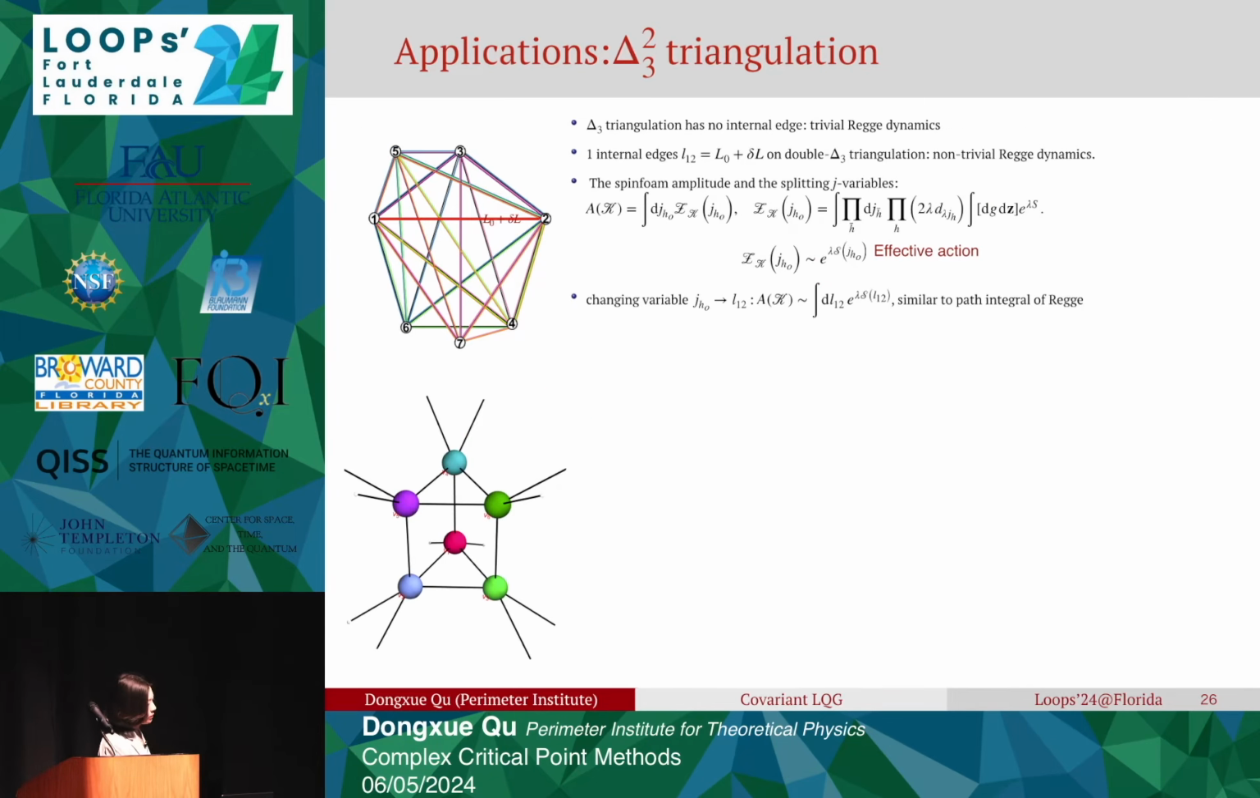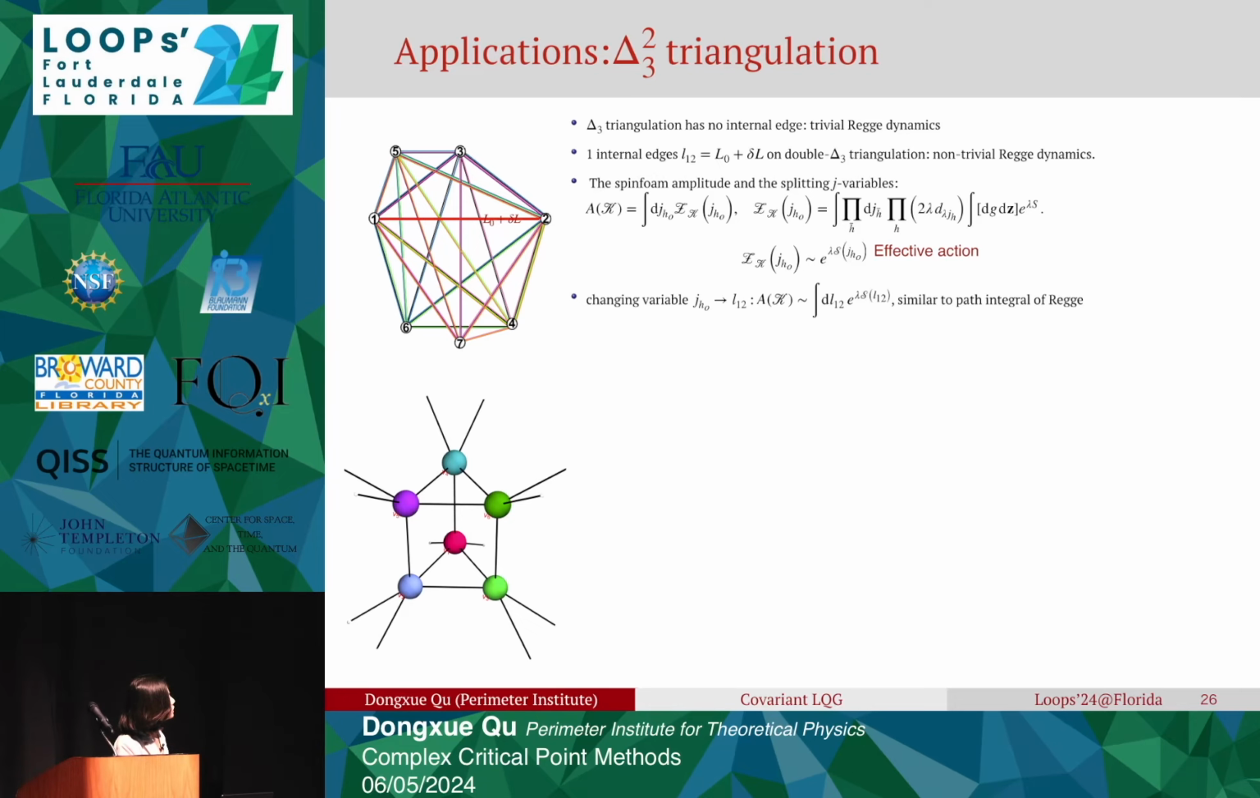For the last example, because the delta 3 triangulation doesn't have an internal edge, the Regge dynamics is trivial. We want to look at the Regge dynamics. So we construct this double delta 3 model, just gluing two delta 3 models together. And there is an internal edge. So this internal edge gives us the non-trivial Regge dynamics. And here, instead of looking at the full amplitude, we split out one spin to look at this curly Z, which we call the partial amplitude.